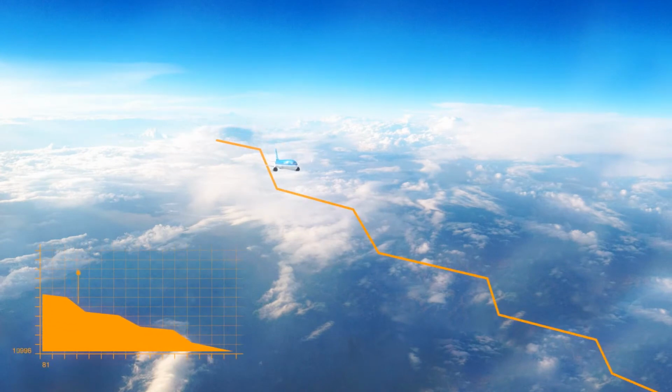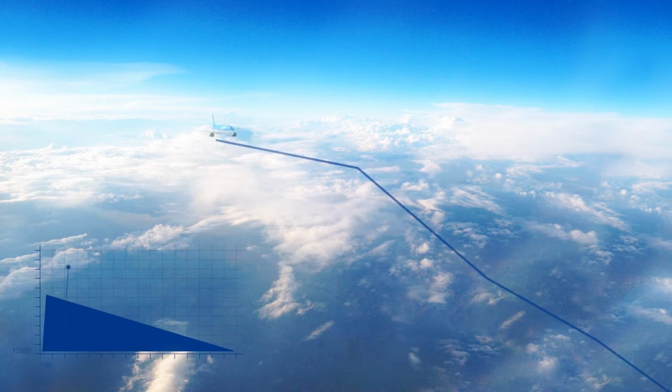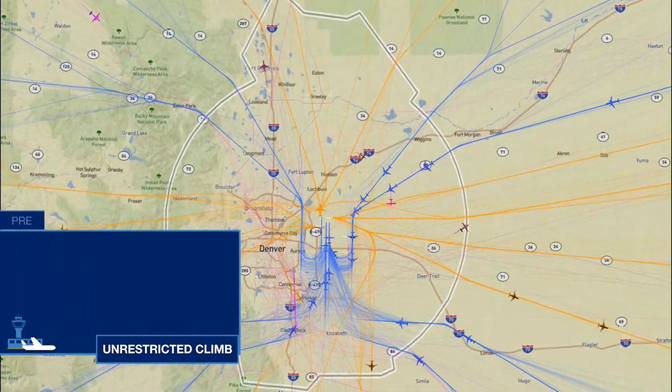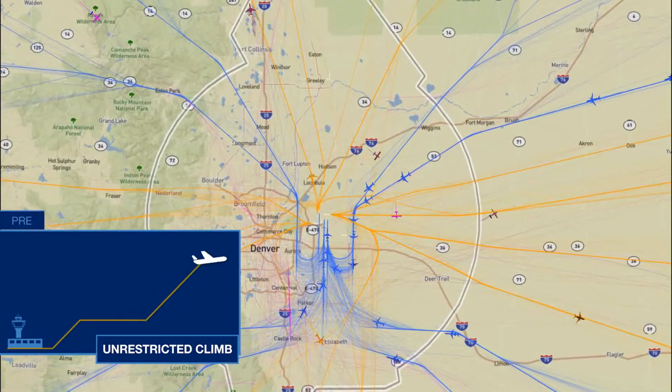OPDs are safer in that there is less pilot-controller interaction. Airplanes flying OPDs versus a traditional descent generate less noise and emit less pollution because their engines are near idle and speed brake use is minimized. An optimized climb profile is like the reverse of an OPD. It allows a plane to climb unrestricted to its cruising altitude, separated from crossing traffic.